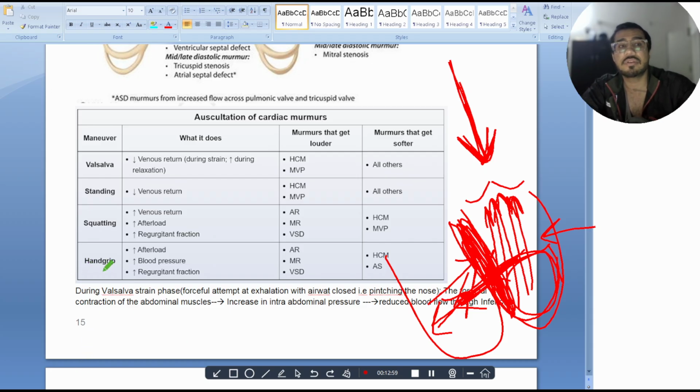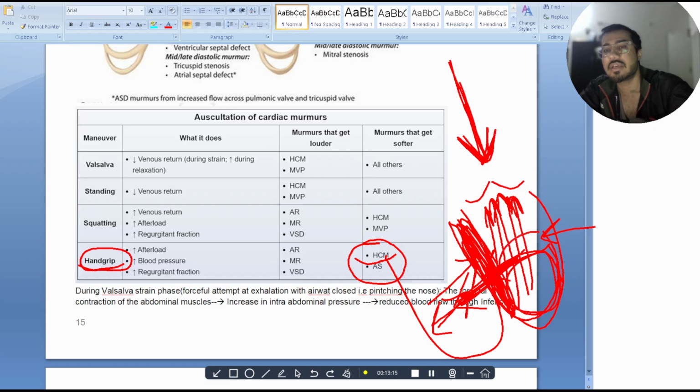This hand grip is really confusing, because this is one of those specific cases where both the AS and the HCM murmurs get soft. HCM murmurs, yeah, that makes sense, because the end systolic blood volume in the chamber of the ventricle would be greater, and since there is greater blood left in the left ventricular chamber, it would open up the obstruction. That makes sense. But why does the murmur of the AS also decrease?